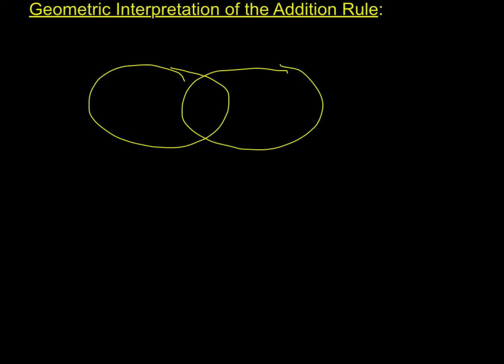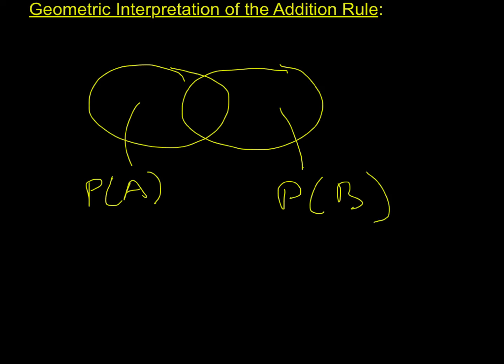Now, these both sound very formal, so we're also going to do a geometric interpretation of the addition rule. If I have two figures, this ellipse and this ellipse, and we'll say that this one represents the probability of A and this one represents the probability of B, that means that this overlap here in the center is the probability of A and B.